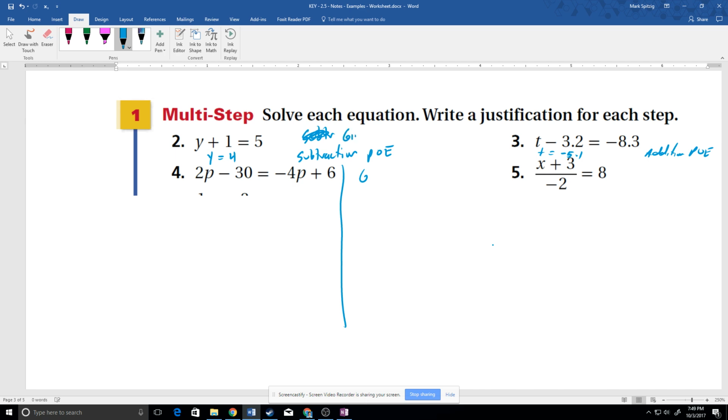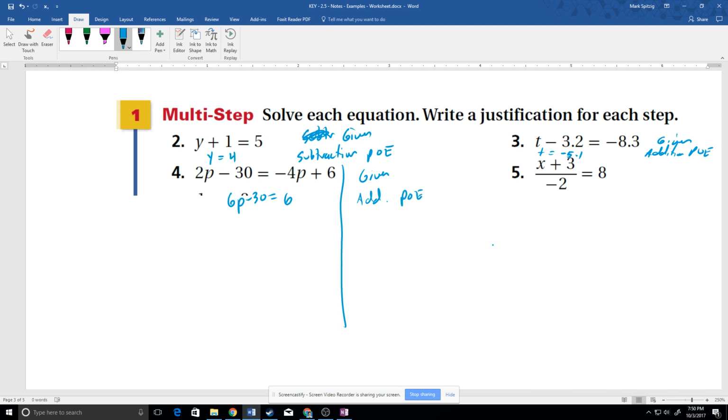Again, the same thing would happen up here. Those would be given as their first step. So I could leave them, but it's given. All right, the next step is I'm going to add 4p to both sides. So we get 6p minus 30 equals 6. We added 4p, right? So that's addition property of equality.